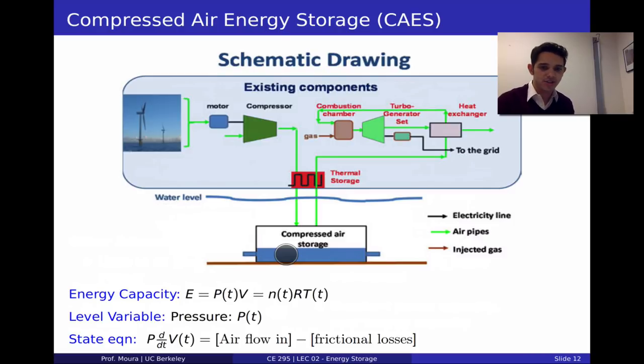Then, when we want to extract energy, what we're going to do is pull out air from these salt caverns. And when it gets pulled out, we're going to allow it to expand. Now, it's going to cool rapidly as it expands. Now, we also have this thermal energy storage, which is a part of this whole system. We're going to heat up the expanding air with this thermal energy that we pulled out before, so that we can get low pressure air but at high temperature.